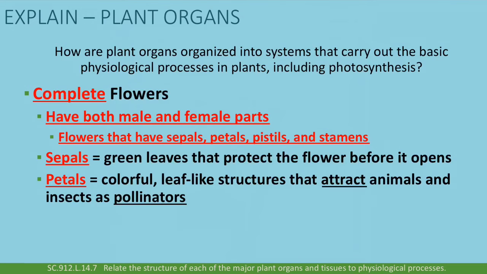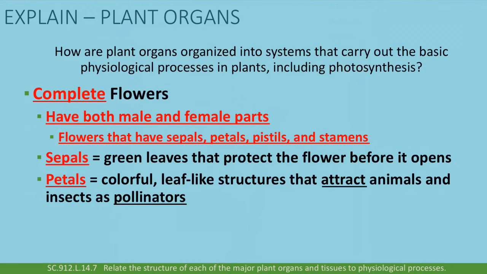That is how hummingbirds, bees, wasps, different species of fly, this is how the flower will actually get its pollen to go to other plants. It attracts animals and insects, and they will take the pollen from one plant and take it to another plant. So again, complete flowers have both male and female parts.